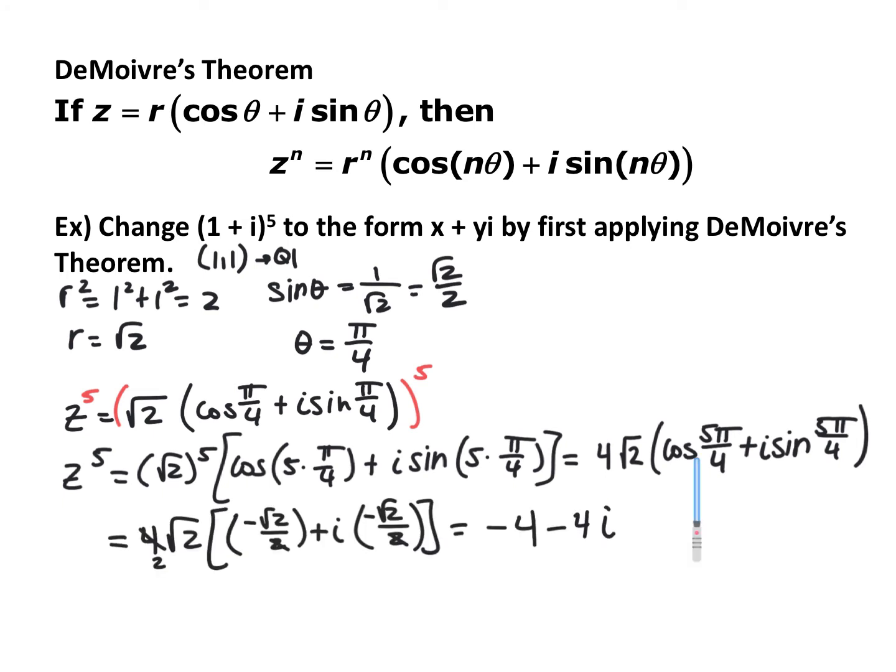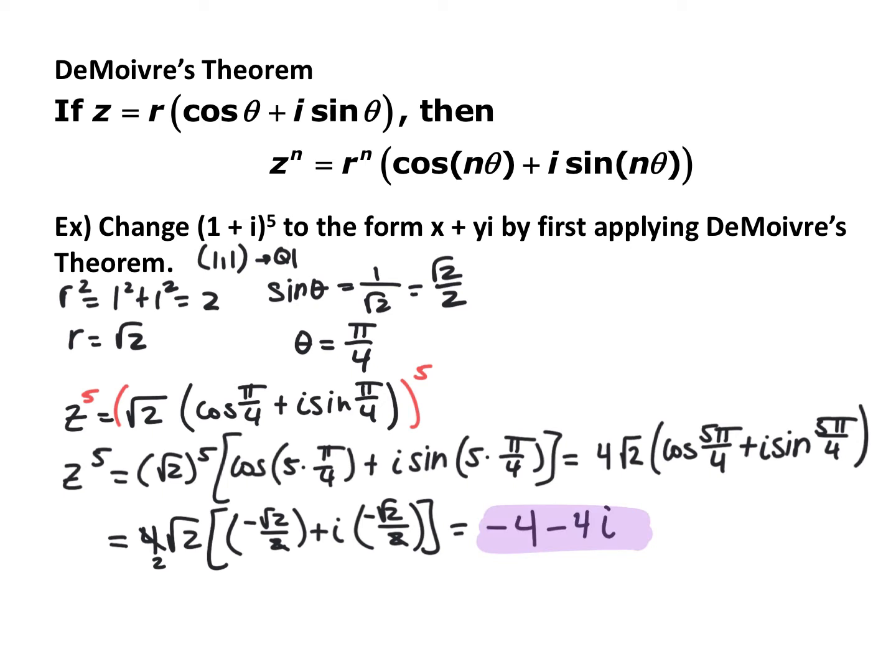So cosine of 5 pi over 4 is negative root 2 over 2. Sine of 5 pi over 4 is also negative root 2 over 2. If I multiply 4 root 2 in, the 4 cancels with the 2's in the denominators. I'm left with 2 over. And so 2 root 2 times negative root 2 is negative 4. And then the same thing here. So you end up with negative 4 minus 4i. So 1 plus i to the 5th power is negative 4 minus 4i.